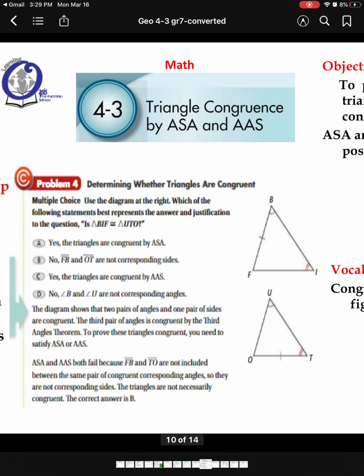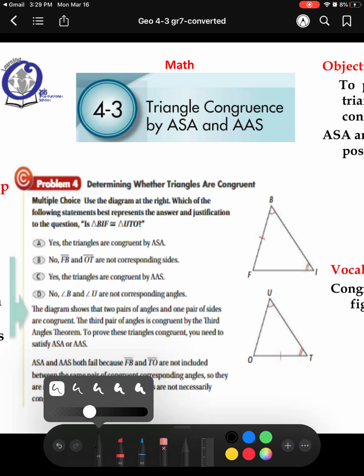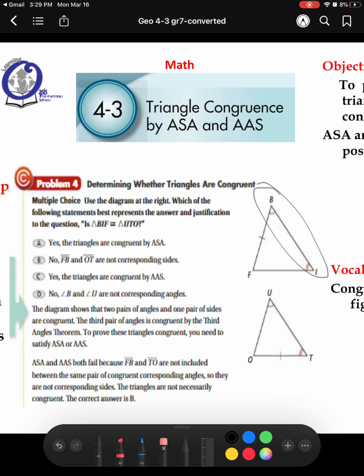ASA or AAS. If I say ASA, this means I need to have two angles like here, and the mark of the side should be here. Is it the case? No, so I cannot say the two triangles are congruent by ASA. Let's try the ASA. Now, I have angle B congruent to angle U and angle I congruent to angle T.